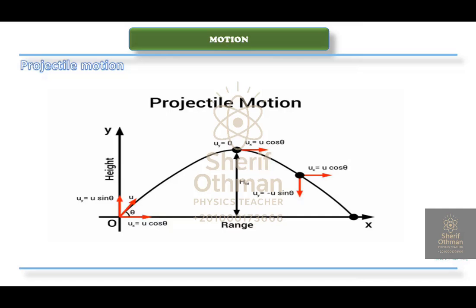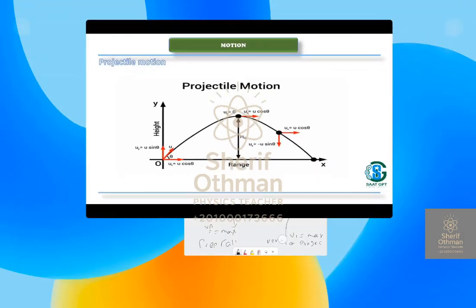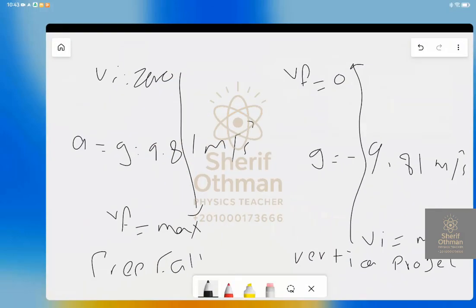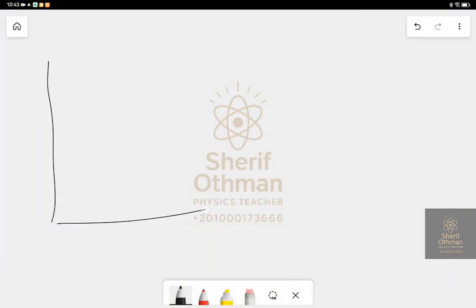The motion of the object in two dimensions must be analyzed into two components. One of them is X and the other one is Y. Let's see that, guys. Here is an object which is moving between X and Y. Here is X and here is Y. This object moves in two dimensions.